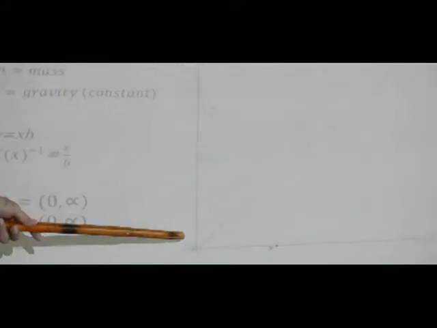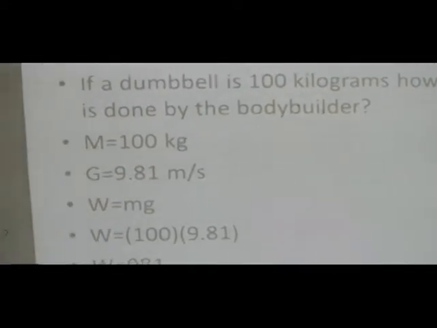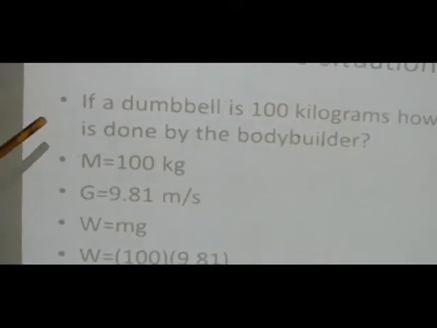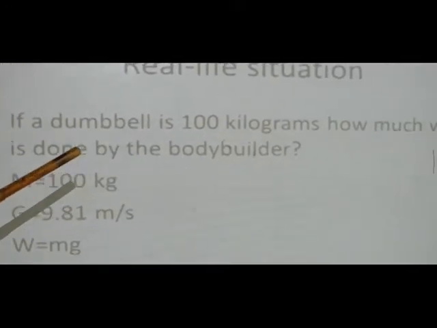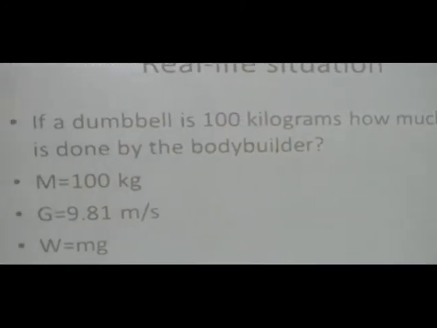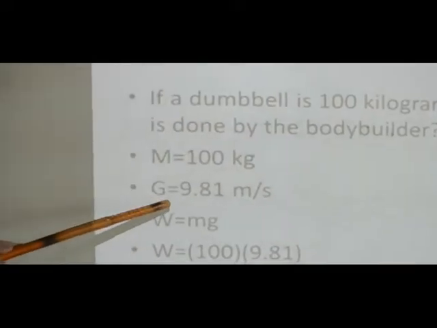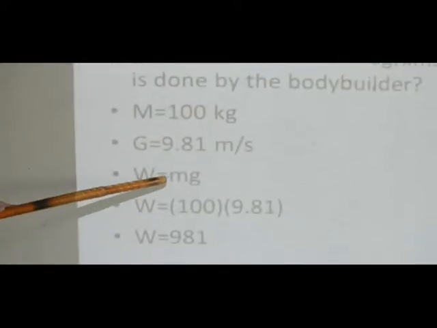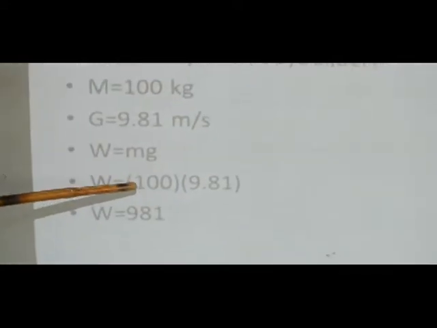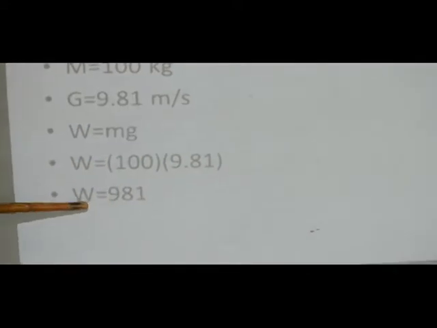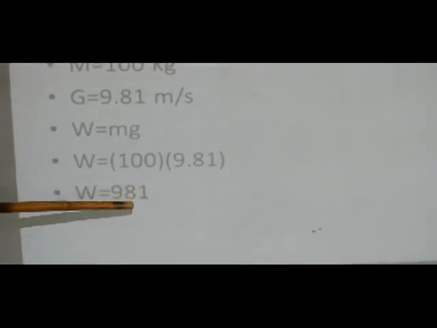And this is our graph for the linear equation W is equal to mg. Now for our real life situation, if a dumbbell is 100 kilograms, how much work is done with a bodybuilder? Now, we have m is equal to 100 kilograms, g is equal to 9.81 meters per second. So for our formula, W is equal to mg, W is equal to 100 times 9.81, which will give us 981 newtons of force. Yun pala yun.